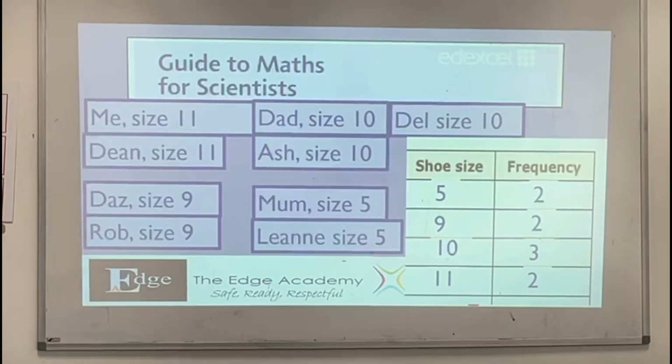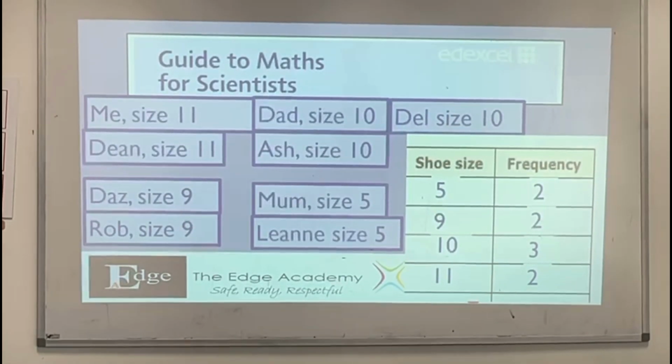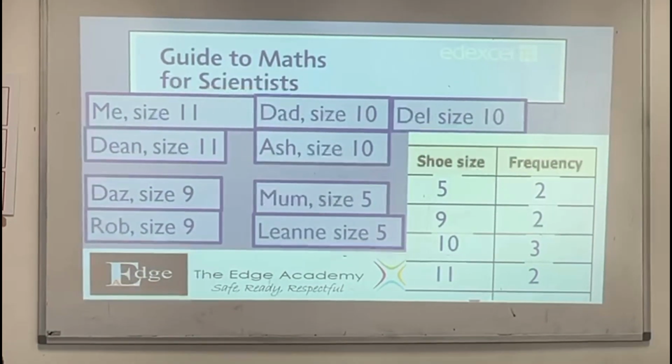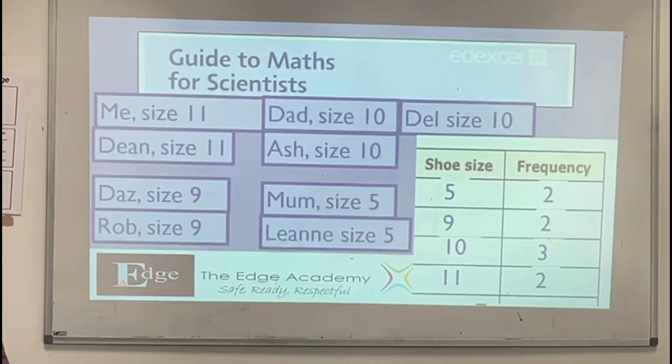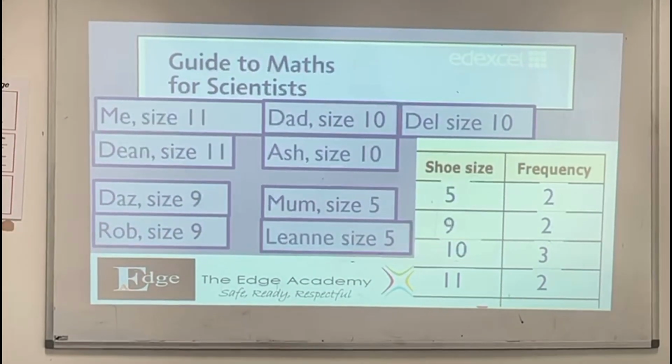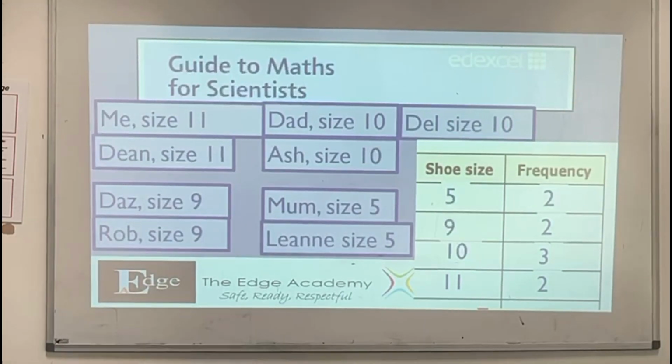So in my group there was 2 people that had size 5, there were 2 people that had size 9, 3 people that had size 10, and only 2 people that had size 11. So that is a frequency table, and the first thing you needed to do.